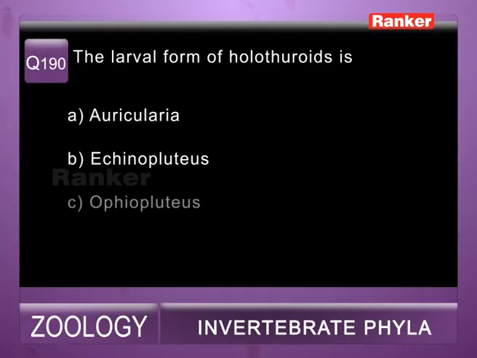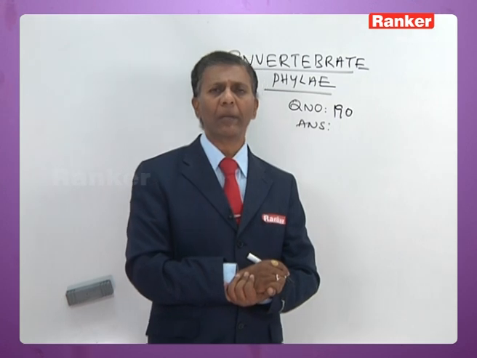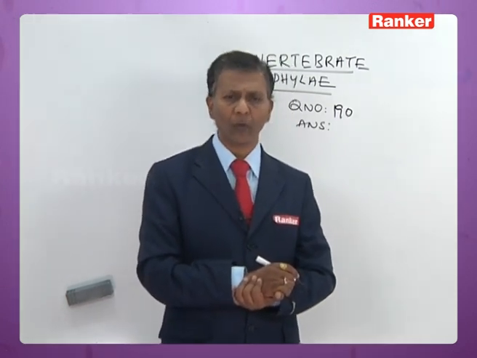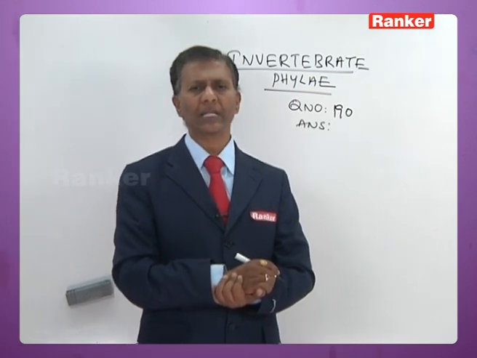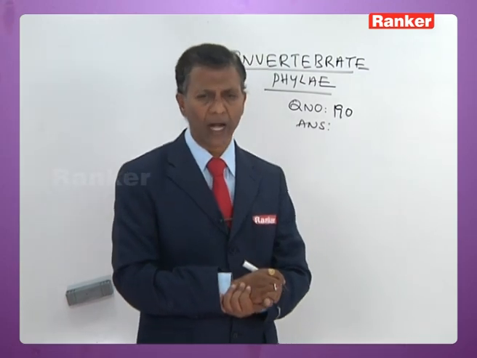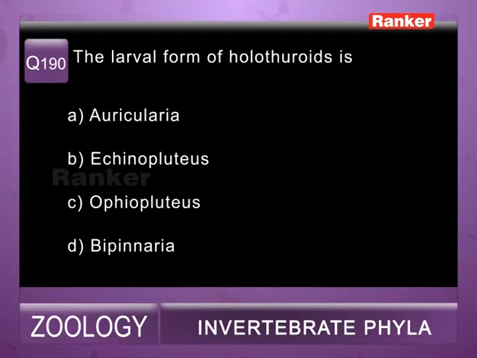Now 190, the larval form of Holothuridia is A. auricularia, B. echinopluteus, C. ophiopluteus, D. bipinnaria. Now bipinnaria is a larva of Asteroidea, ophiopluteus is the larva of Ophiuridia, echinopluteus is the larva of Echinoidea, auricularia is the larva of Holothuridia. So 190 question, correct answer is A. Auricularia.